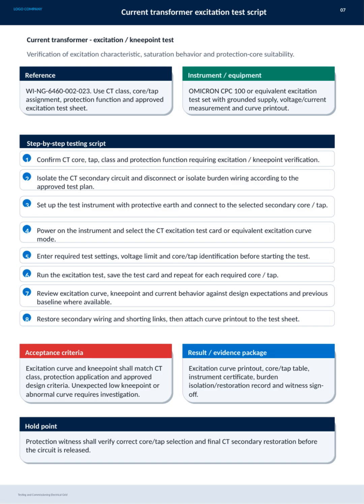Our evidence package includes the excitation curve printout, core/tap table, instrument certificates, records of burden isolation and restoration, and witness sign-off. A critical hold point requires a protection witness to verify correct core and tap selection and final secondary restoration before releasing the circuit. This ensures the test is thorough and the system is safe to operate.